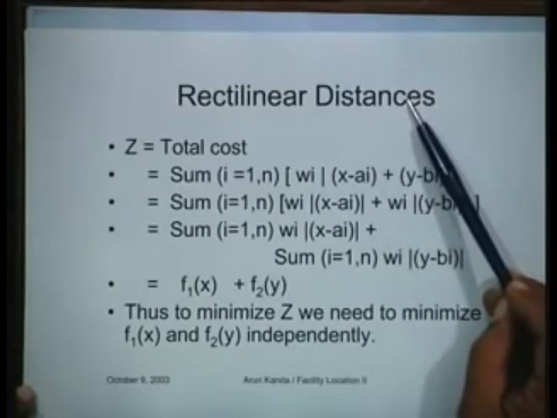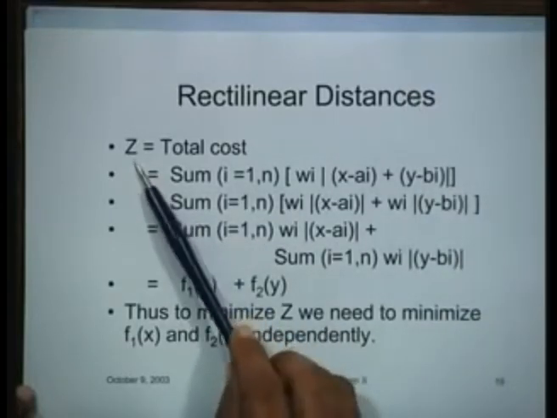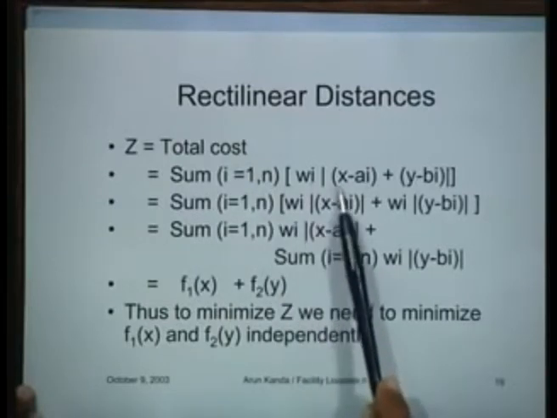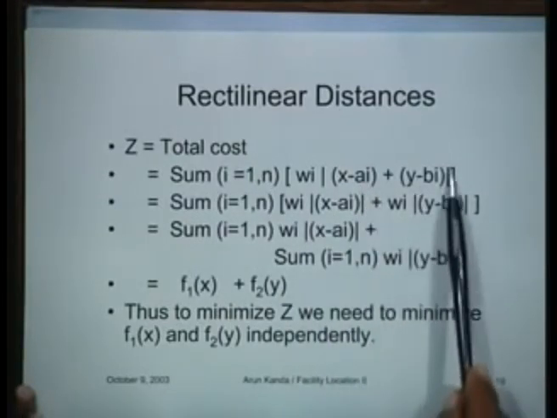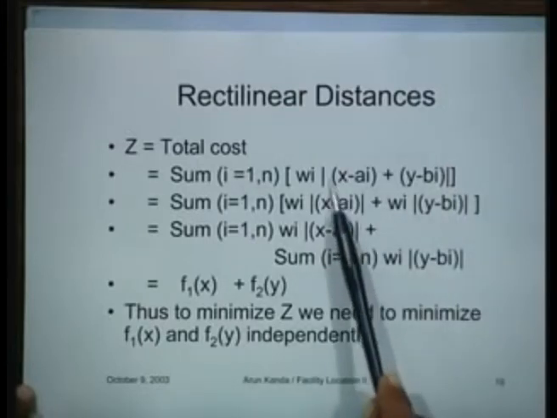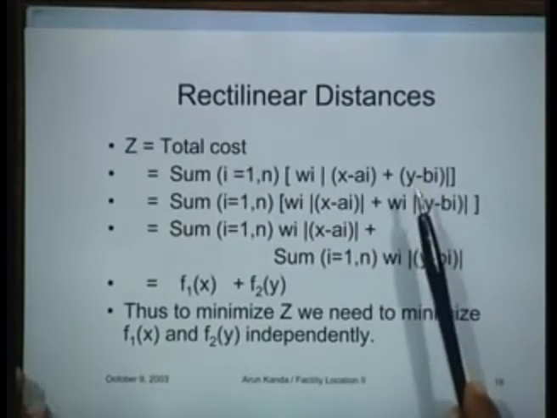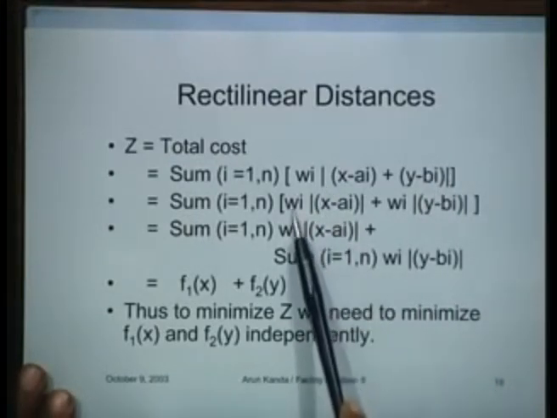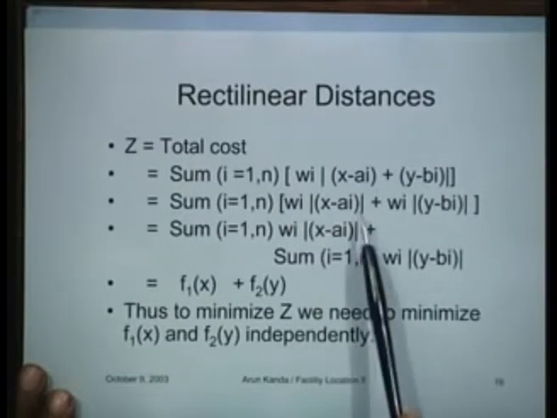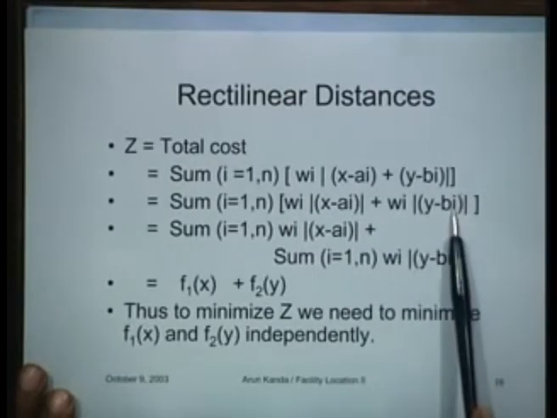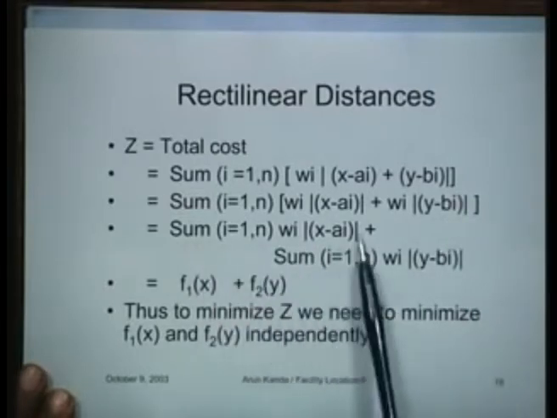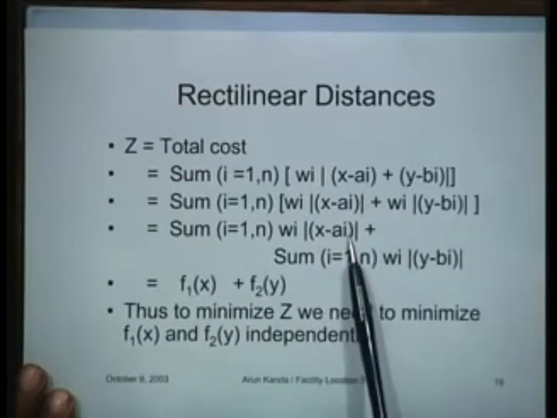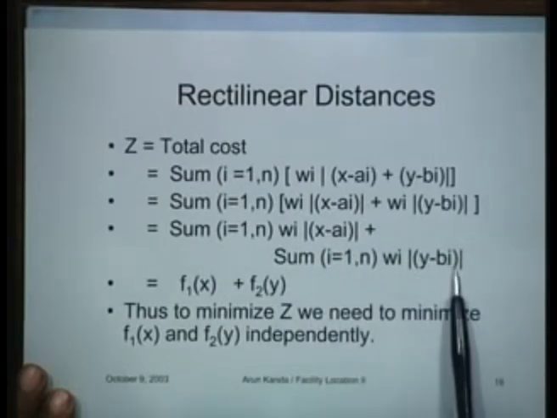In a rectilinear distance problem, our objective function is very simply z, which is the total cost, which is the summation from i = 1 to n of wi into |x - ai| plus |y - bi|. That's what the rectilinear distance is. The only interesting thing here is that this function could be broken up like this: wi into |x - ai| plus wi into |y - bi|, which can then be written as two separate summations: the summation for |x - ai| and the summation for |y - bi|.